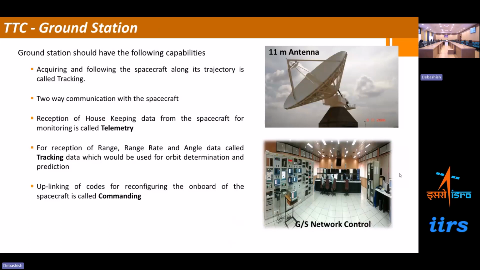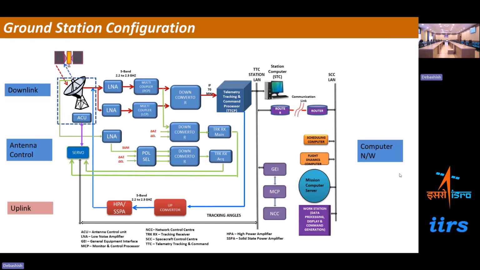If you see on the right side, we have an 11-meter antenna. These are all the antennas on the ground, which communicate with the spacecraft TTC antenna for the telemetry and telecommand. And then all the network is controlled remotely. If you see the picture down on the right-hand side, it is a ground station network control. All the antenna networks we control remotely from our control center, the network control center.